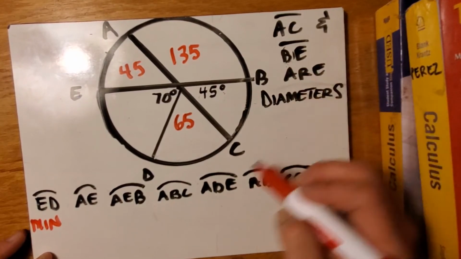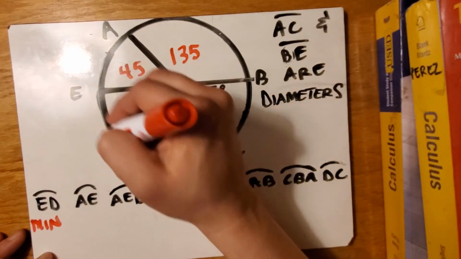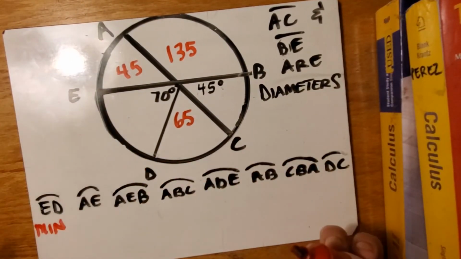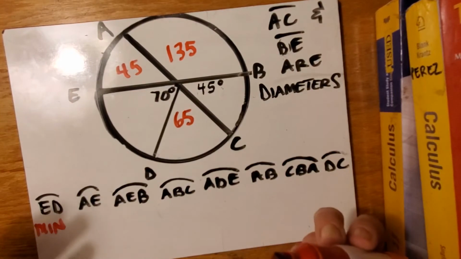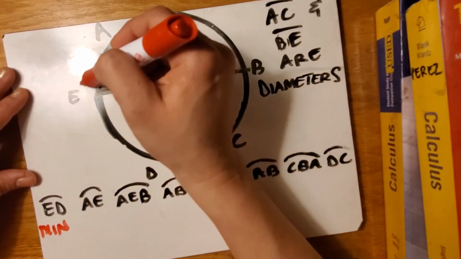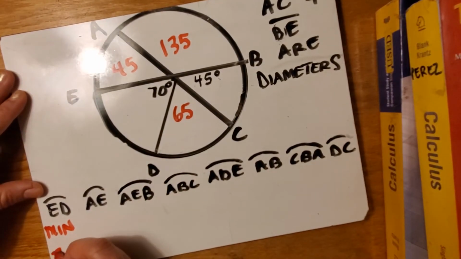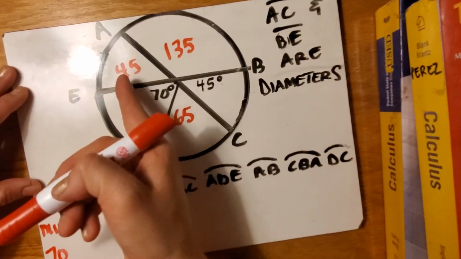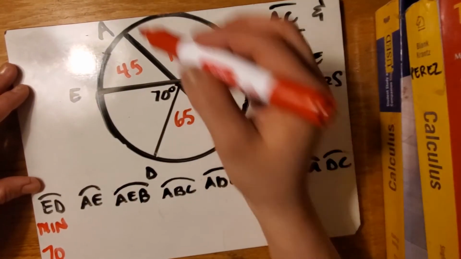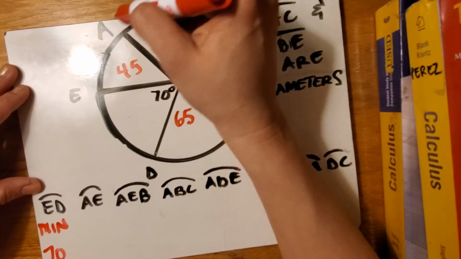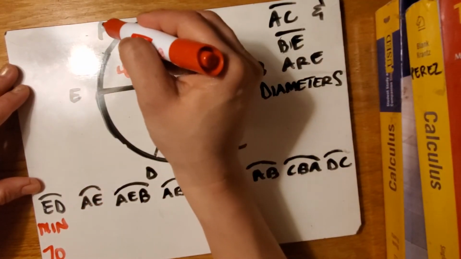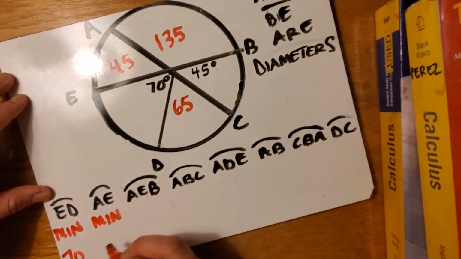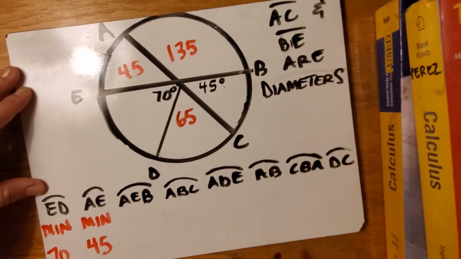And ED, I wouldn't go from E all the way around to D, because then that would be bigger than 180 degrees. Since it's minor, it's less than 180. So that means it's from E to D, the short way, 70 degrees. AE, right here. I figured it out already, so it takes a little less time. I wouldn't go from A all the way around to E. It would just be from here, less than 180 degrees. This is a minor arc since it has two letters, and it's 45 degrees.